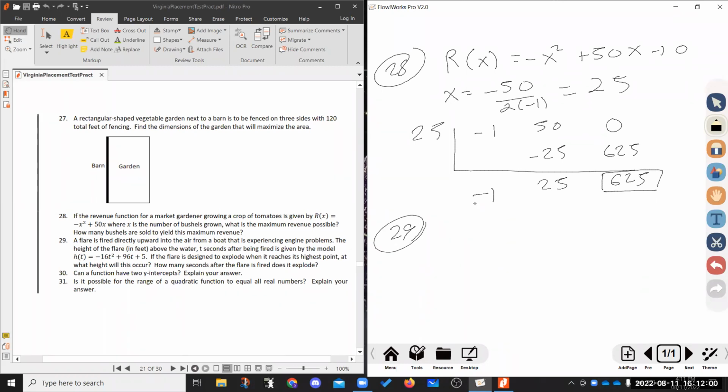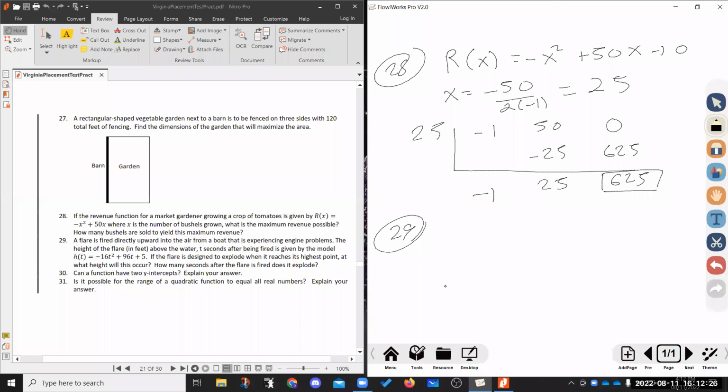A flare is fired directly upward from a boat that is experiencing engine problems. The height of the flare in feet above the water, t seconds after being fired, is given by the model h of t equals and so on. So it says it's directly upward, but it's not. If it was just directly upward, it would only have this term and this term. It wouldn't have that term.